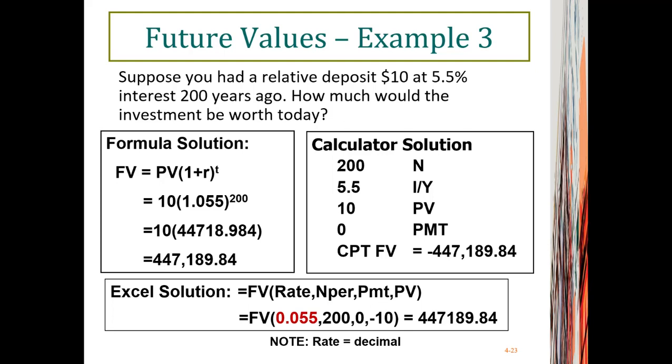Right. And the third way is to use Excel spreadsheet and make sure your rate is in real number, because the spreadsheet does not automatically recognize number as percentage. So for rate, that is 0.055, number of periods 200, payment 0, and PV negative 10 means your relative or your grandfather invested $10, and today you receive a little less than $500,000 US.